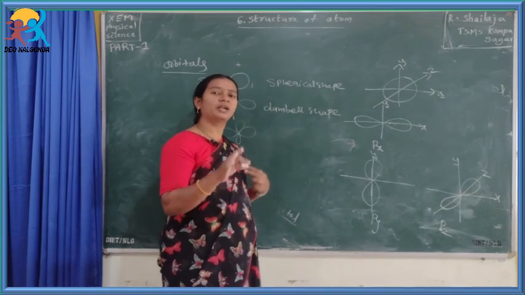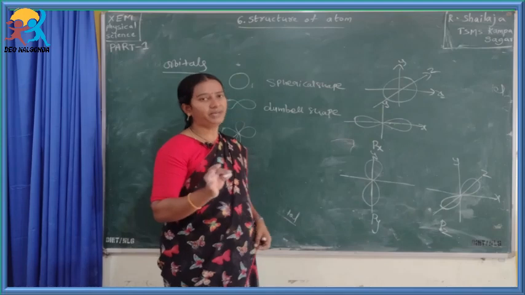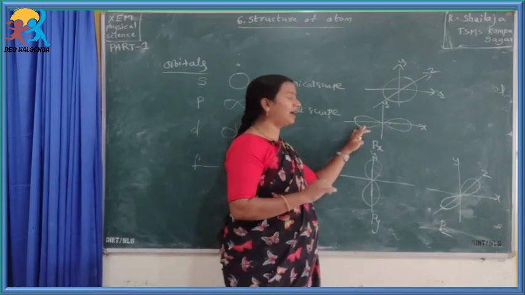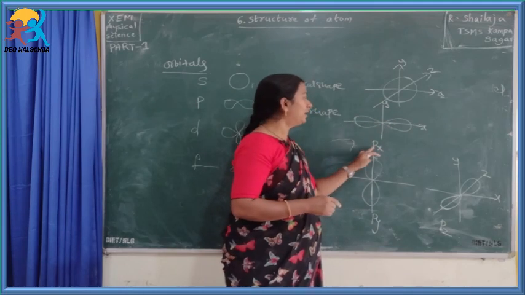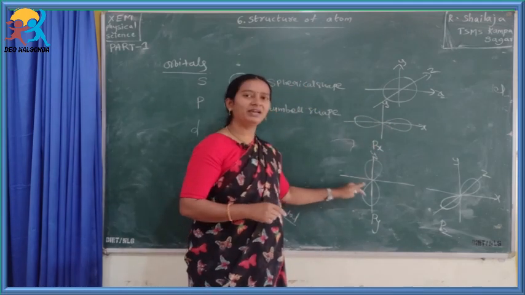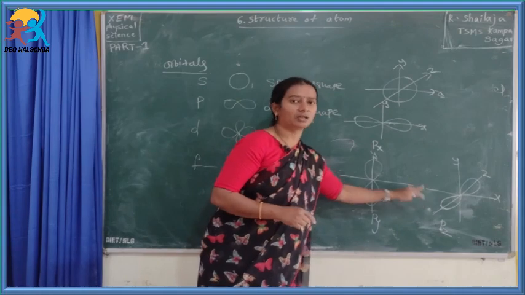So, the p orbitals are split into further px, py, pz. Px are oriented along the x axis, and along the y axis is py and along the z axis is the pz orbital. Okay.